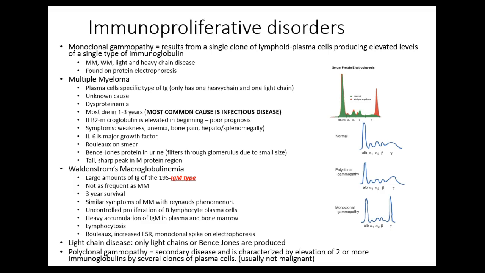Now, a polyclonal gammopathy is usually several different types of abnormalities within one electrophoresis. So in the middle one here, we've got several different abnormalities, and that usually is caused by issues that are not malignant, like renal failure and some other odds and ends.